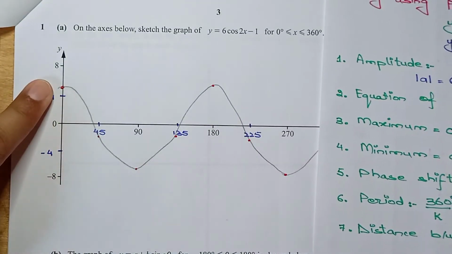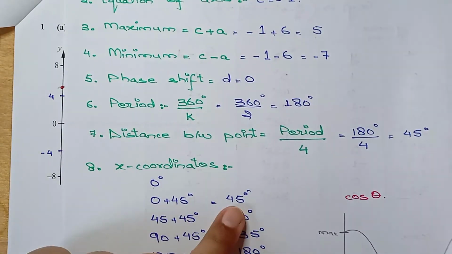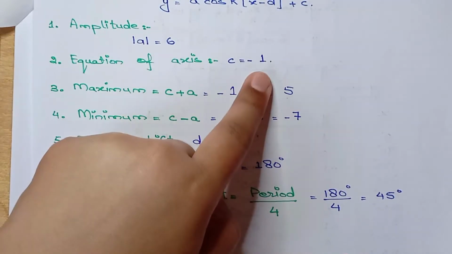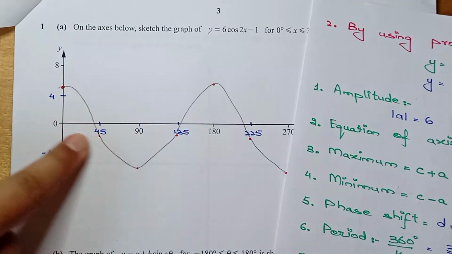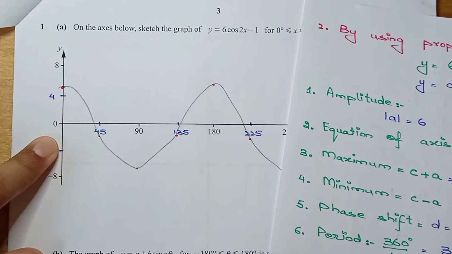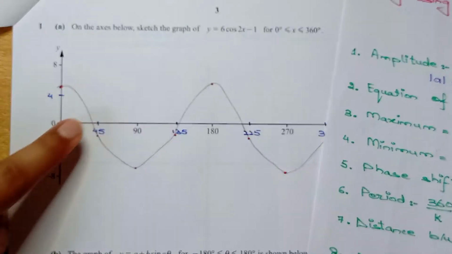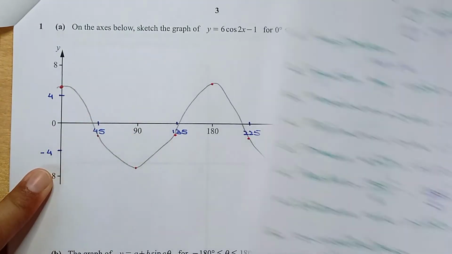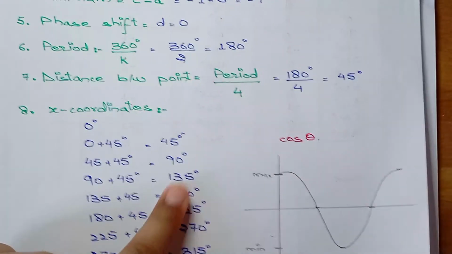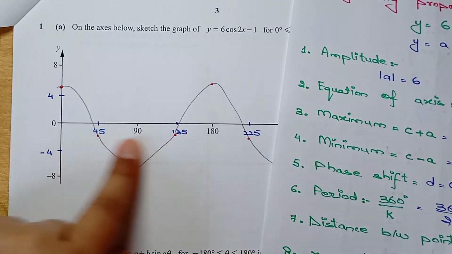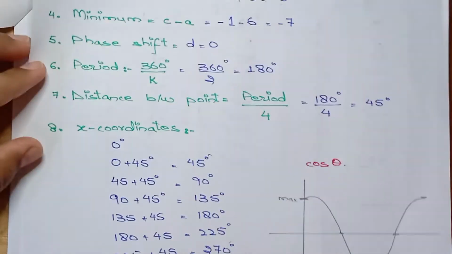So let's see. At 0 it is at the maximum point 5, right? So at 45, it must be at the equation of axis, and the equation of axis is -1. So at 45, y equals -1. Next point is 90. At 90 it must be at the minimum point, and the minimum point of this curve is -7. At 90 it is at -7, right? Okay, so at 135 it is again on the equation of axis, that is -1. So at 135, y equals -1, the equation of axis.